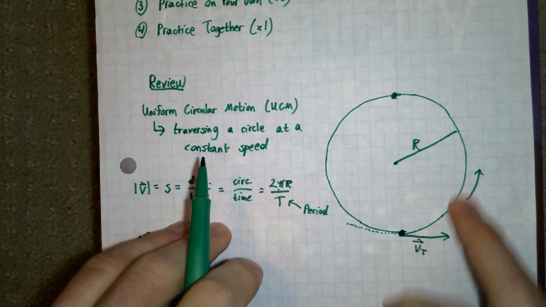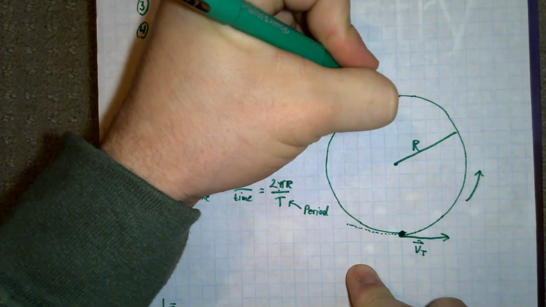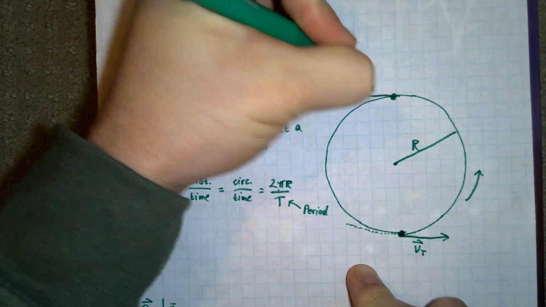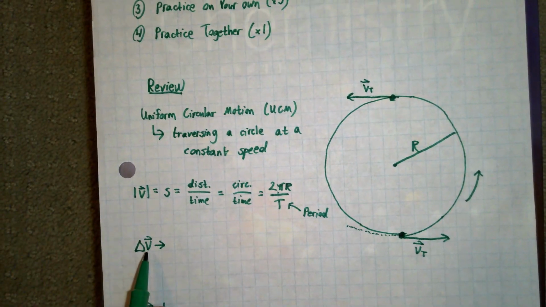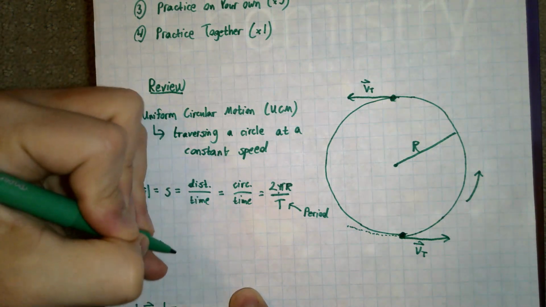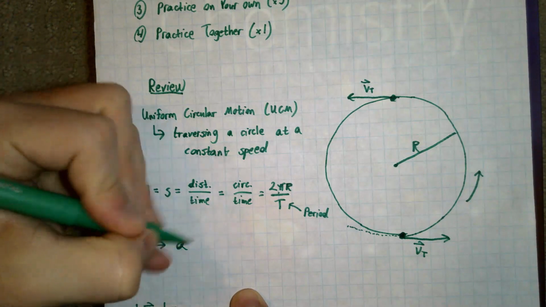When we get back up to the top of the circle here, now the object is facing the opposite direction. It's facing now to the left. This is its new velocity. Its velocity has changed because its direction has changed. When we say in physics that we have a change in velocity, that means we have some acceleration. There must be some acceleration.